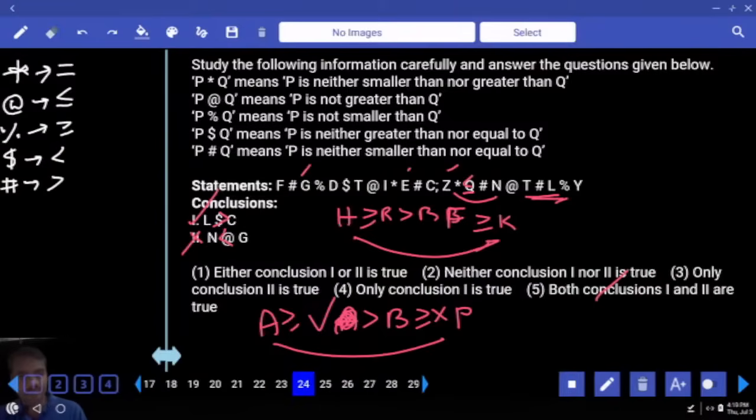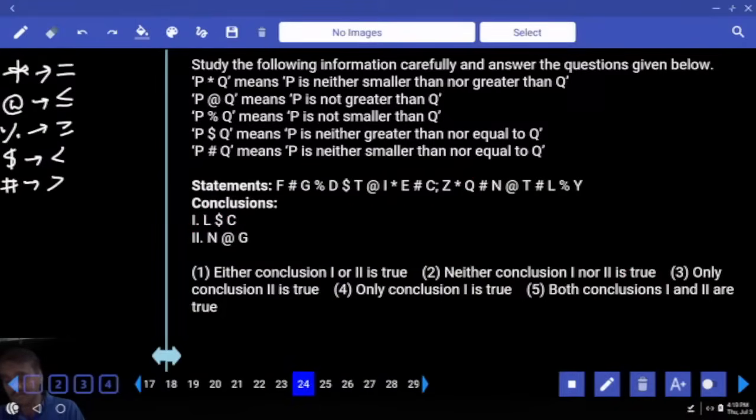The next one, 24. L dollar C. Now L dollar C, L is here and C is here. The element that is common is T. Now T at the rate of T lesser than or equals to I, I star, I equals to E. Then L to C, E to C, E hash, E greater than C. The next one, now we need to find the relation between T to L. Now T to L, T hash L, T greater than L, L lesser than T. Now from L to C, opposite symbol, no relation.